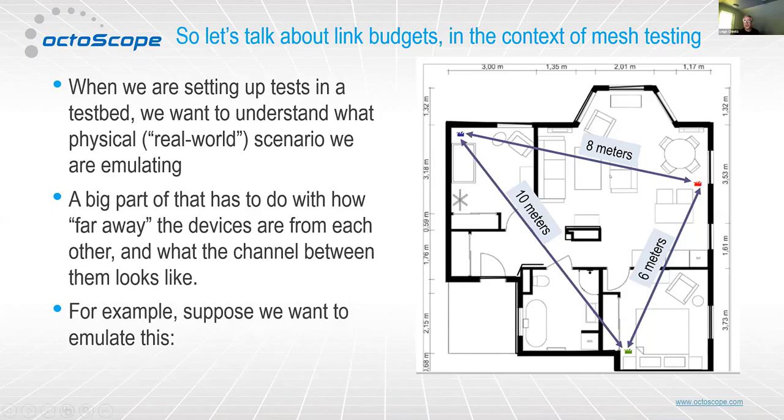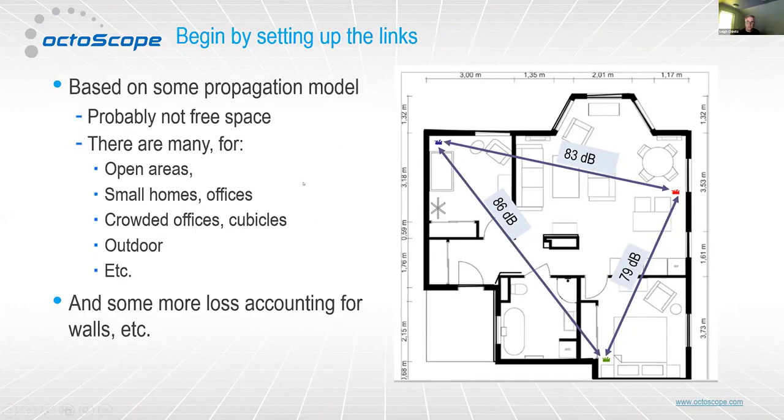One thing you can see is that we can understand what the distance would be between these things. You can see 8 meters, 6 meters, 10 meters. We can see that there are some walls between them as well in certain cases. And we have some sort of environment that this is in. Typically, this would be a small home or small office environment. So what we can do is start by setting up these links.